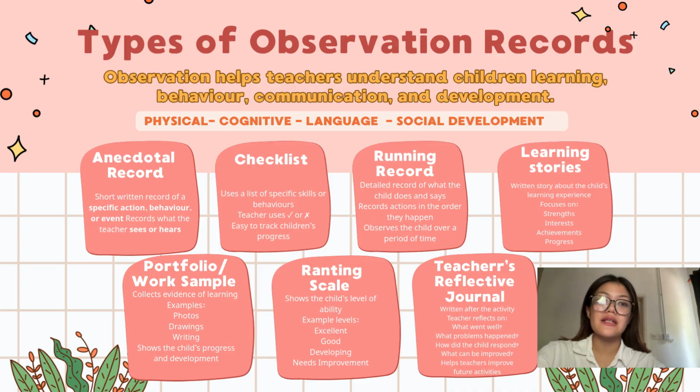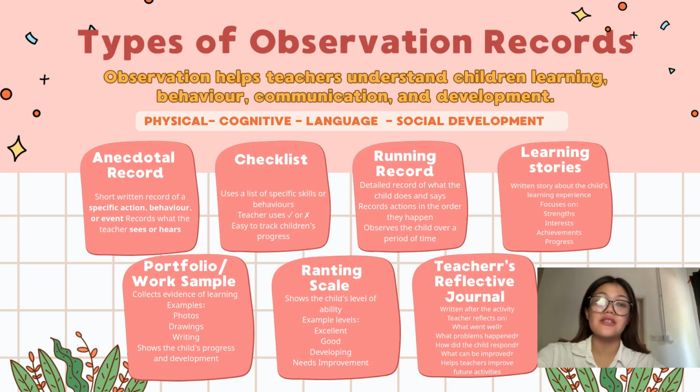The third type is the running record. A running record is a detailed record of everything the child does and says during a specific period of time. The teacher records the actions in the order that they happen. This can help teachers understand the child's communication, problem solving, ability to follow instructions, and interaction with others.